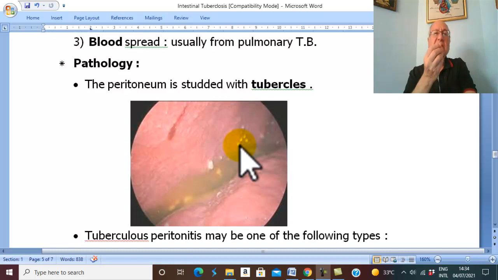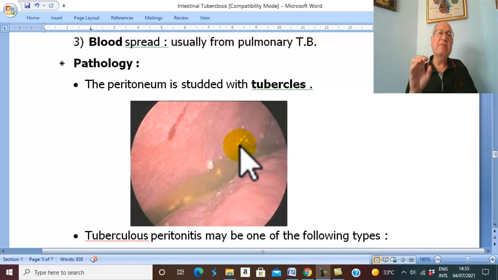Straw means slightly yellowish, nearly the same as the color of urine. The greater omentum is markedly thickened, fibrosed and rolled up to form a sausage-shaped mass around the umbilicus. Ascitic type usually is the commonest type.